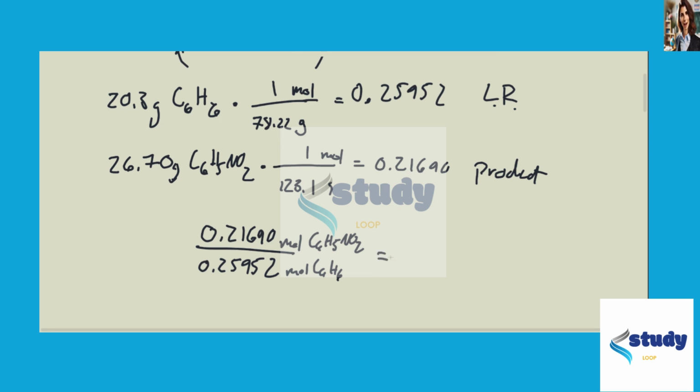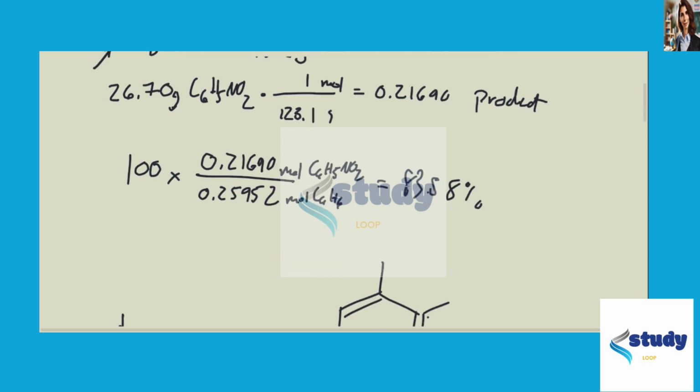And yeah, multiply by 100 to get a percent, right? If you don't, you'll just have the fraction, which is fine. But if you want to express it as a percent, you just need to multiply it by 100. And I'm getting 83.58%. Okay. But I will recall that I only had 3 sig figs when it came to the mass of benzene, 20.3 grams, right? So I should only have 3 sig figs in my final answer here. 83.6%. My final rounded answer to 3 sig figs.